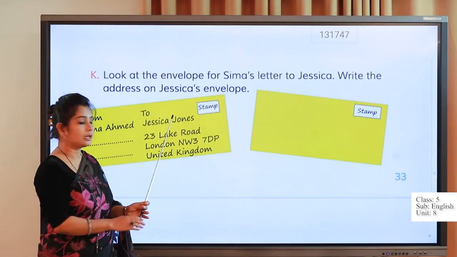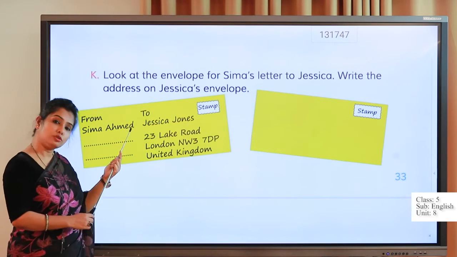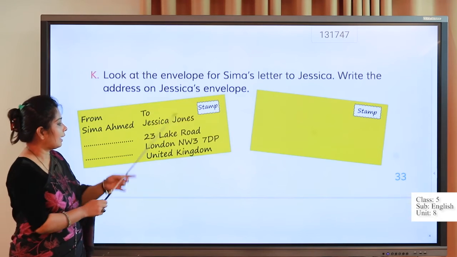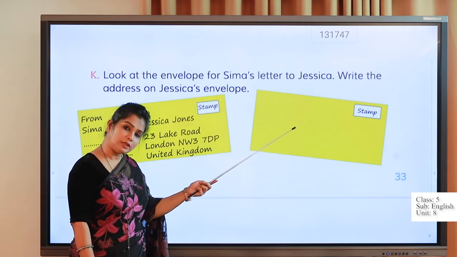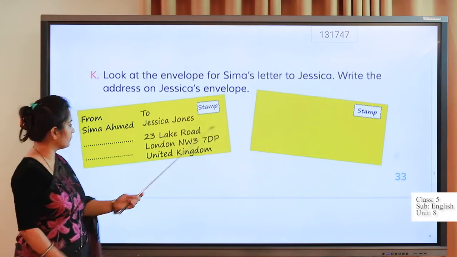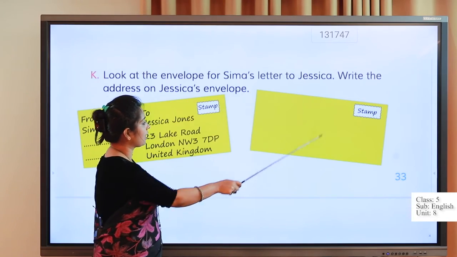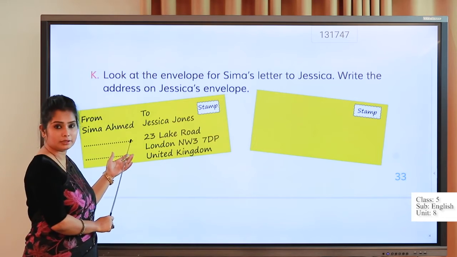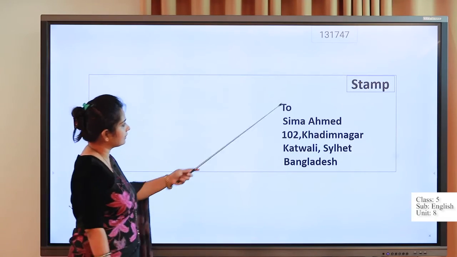You can see here two envelopes are given. One is the envelope of the old letter and this blank envelope, you have to write anew with the new address. Here is the address of Jessica Jones, but here you have to write the address of Shima Ahmed. Okay, so let's see what it could be. You have to write like this.